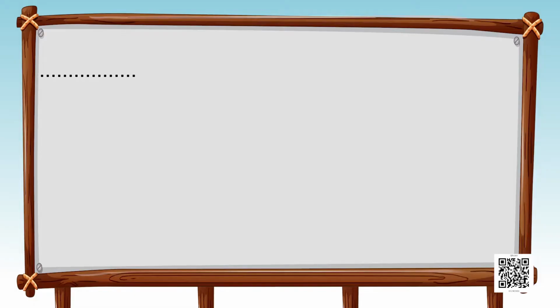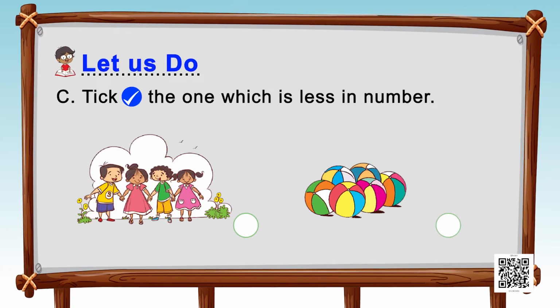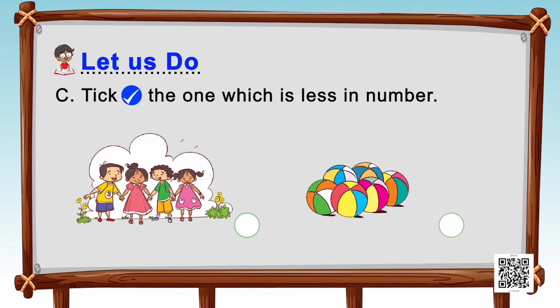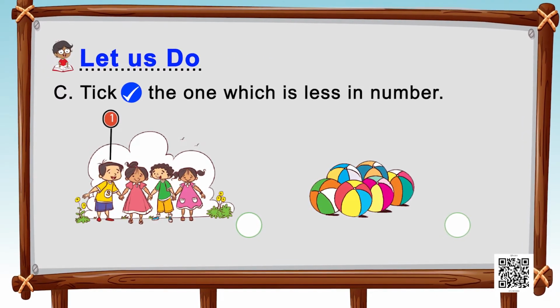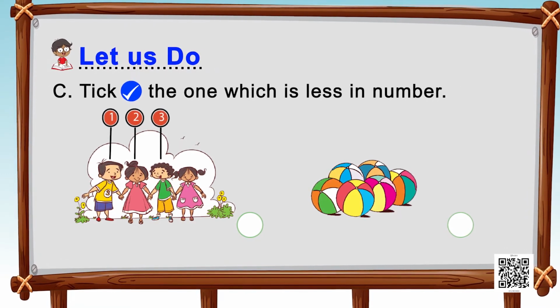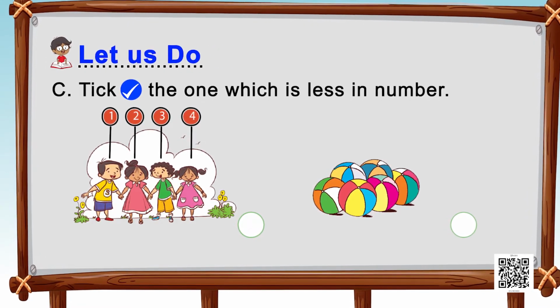Next is a bunch of friends and balls. Let's count and take the one which is less in number. So first let's count the kids. 1, 2, 3, 4. We have 4 kids.